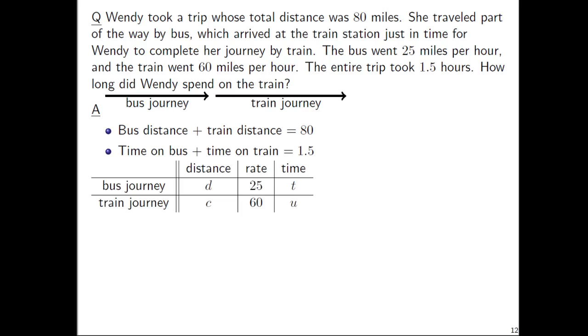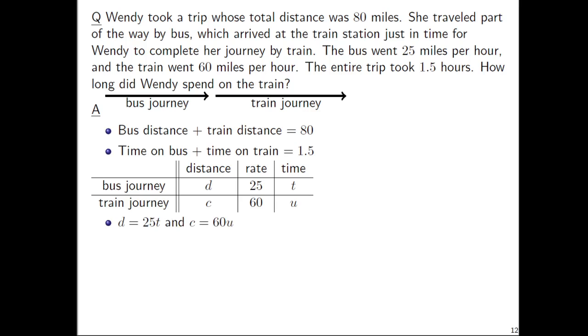So let's take a look at what we have. We don't know the bus distance or train distance, so we'll use two separate variables. I'll just call them D and C. We don't know the amount of time on the bus or the train individually. We'll just use T and U. So we just know that D plus C has to add up to 80. We just know that T plus U has to add up to 1.5. The rates, the speeds are given in the problem, so no need to introduce a variable there. We just put in the 25 and the 60 in this table.